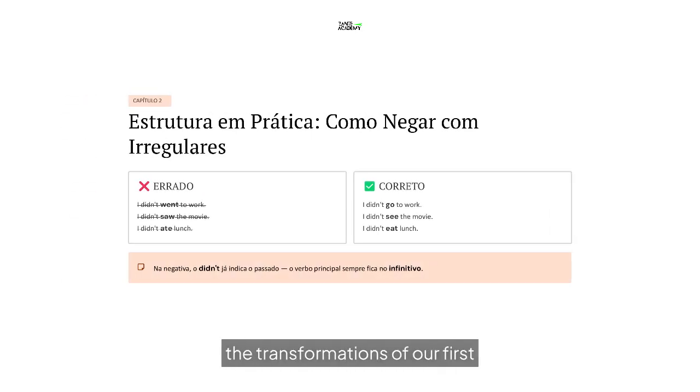Now that we've explored the transformations of our first three irregular verbs, go, see, and eat, let's focus on how to use them in negative sentences. This is an essential skill that will help you communicate clearly and correctly. When you want to say that you did not do something in the past, it's important to remember that the word didn't already indicates that you're talking about the past. This means we need to keep the main verb in its base form, rather than transforming it into the past.